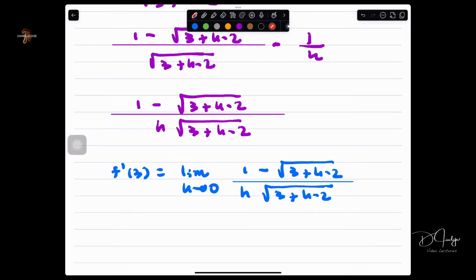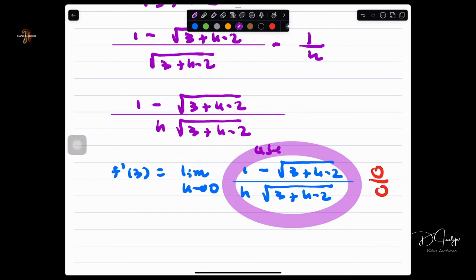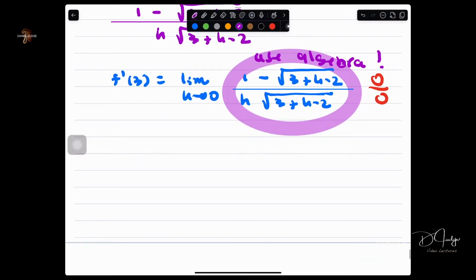So if you try to apply your limit, you get 0 over 0. And again, what that means for us in Calculus 1 is to use algebra. And you go, I got to use algebra again? And the answer is yes. Algebra again.